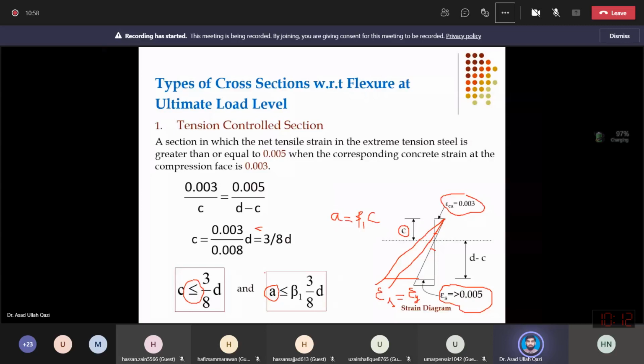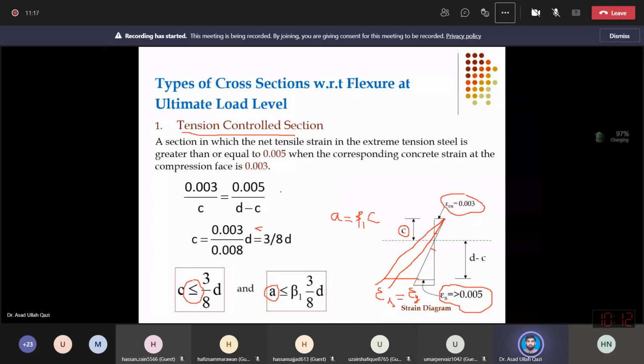So I will multiply C with beta 1 and I can get the Whitney's uniform stress block depth. So all A less than or maximum beta 1 into 3/8 D is a guarantee that cross section will be at 0.005 or bigger strain corresponding to crushing in the concrete.